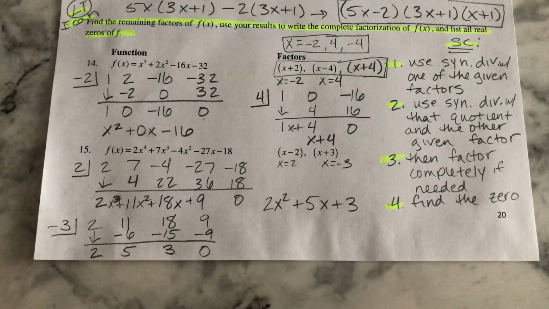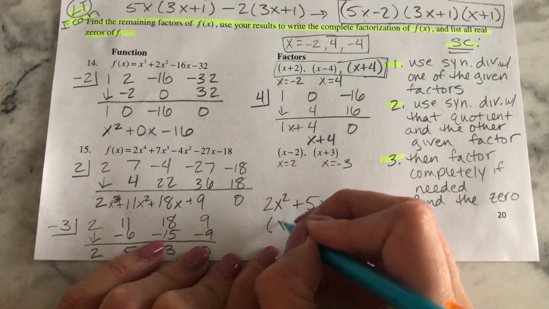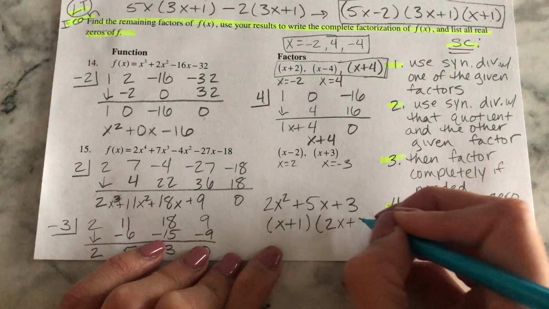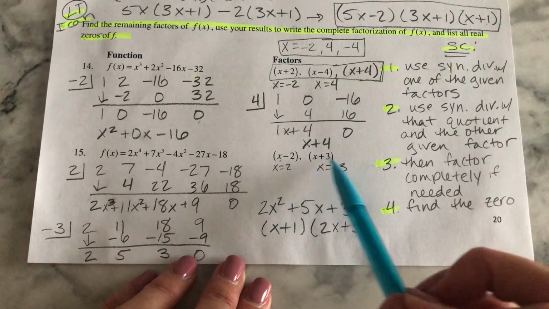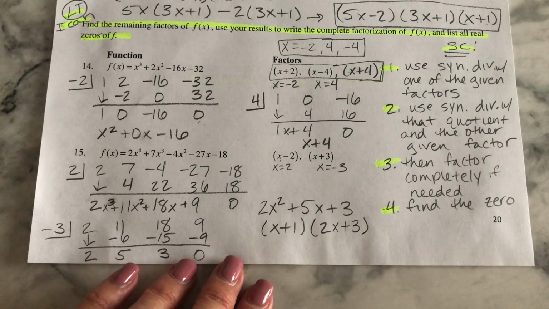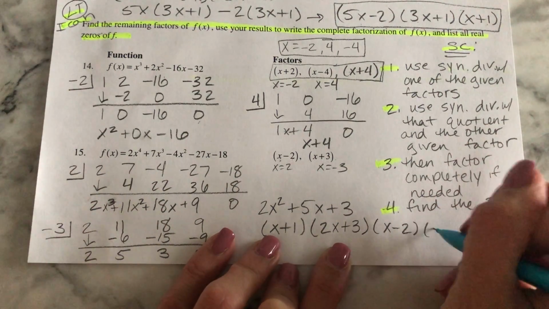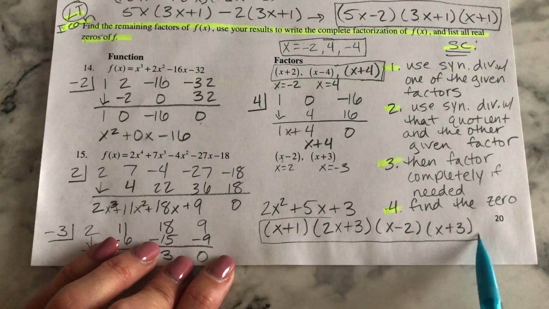And I'm going to save some time. I'm just going to give you that factorization. It is x plus 1 times 2x plus 3. All right? And then, of course, you would also use these factors here. So there it is, factored completely.